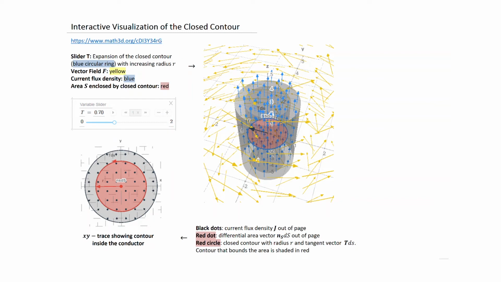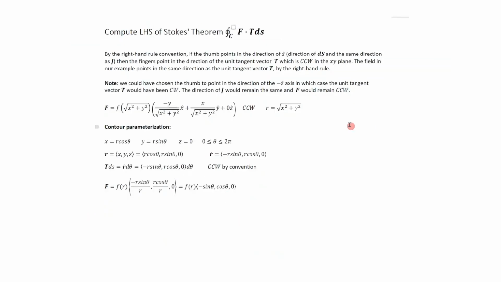Okay, so we're going to now compute the left-hand side of Stokes' theorem. So this is just again summarizing by the right-hand rule. If the thumb points in the direction of z hat, the direction of ds, and the same direction as J, then the fingers point in the direction of the unit vector t, which is counterclockwise in the xy plane. The field in our example points in the same direction as the unit tangent vector t by the right-hand rule.